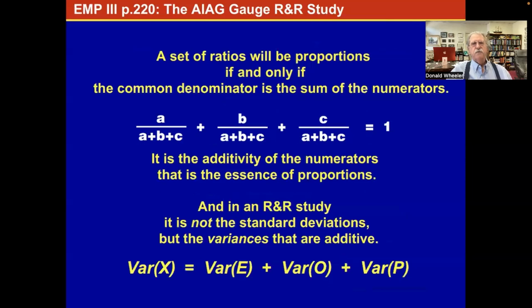A set of ratios will be proportions if and only if the common denominator is the sum of the numerators. It is the additivity of the numerators that is the essence of proportions. And in an R&R study, it is not the standard deviations, but the variances that are additive. That's the law.